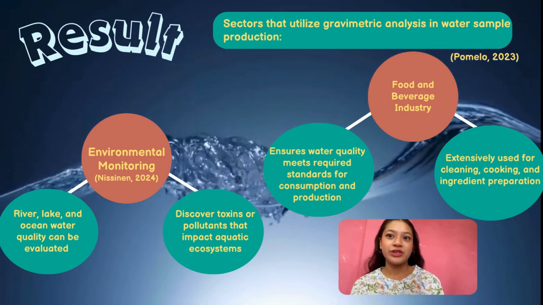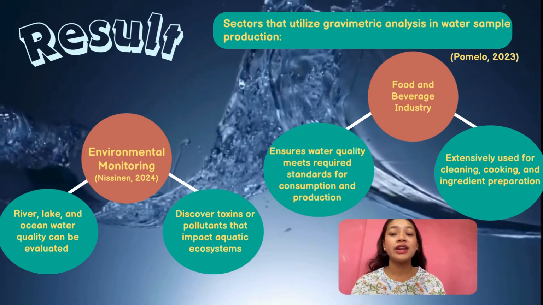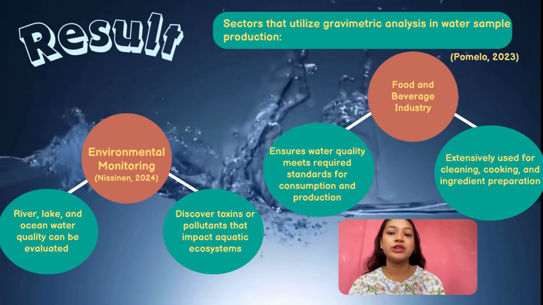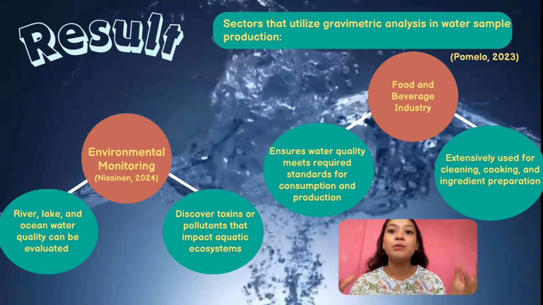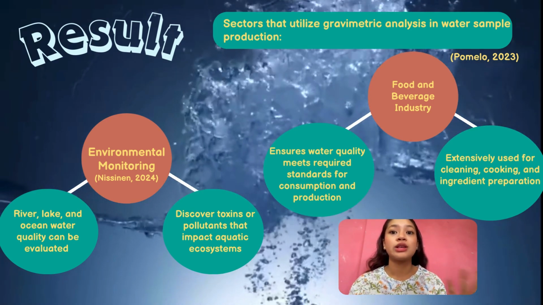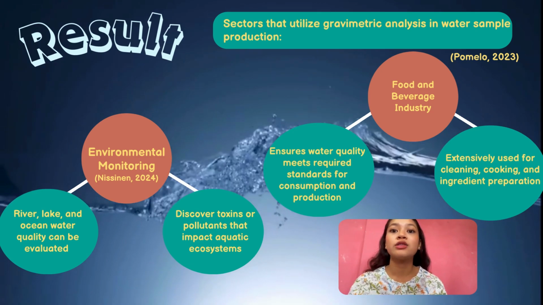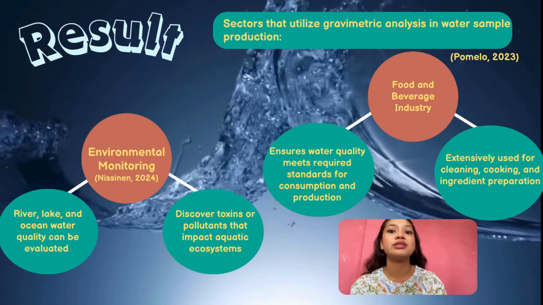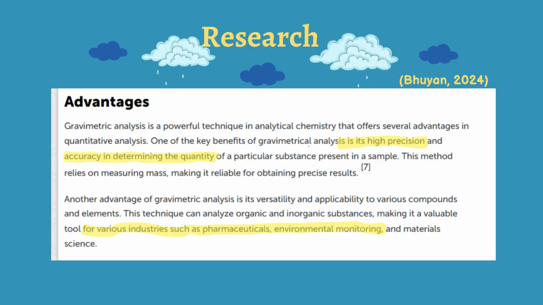In food and beverage production, water is used on a large scale for cleaning, cooking, and ingredient preparation. Gravimetric analysis ensures that water quality meets required standards for consumption and production. It also helps detect contaminants or impurities that might affect the final product's taste and safety.